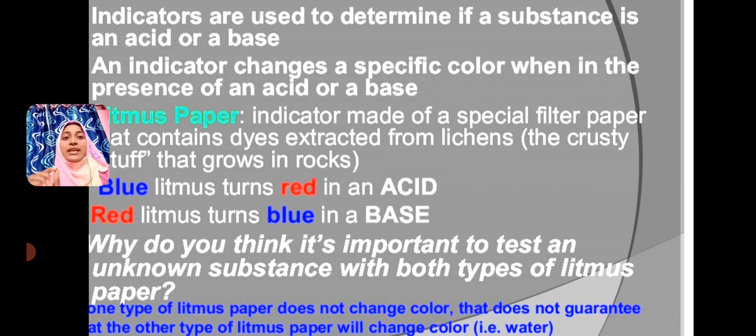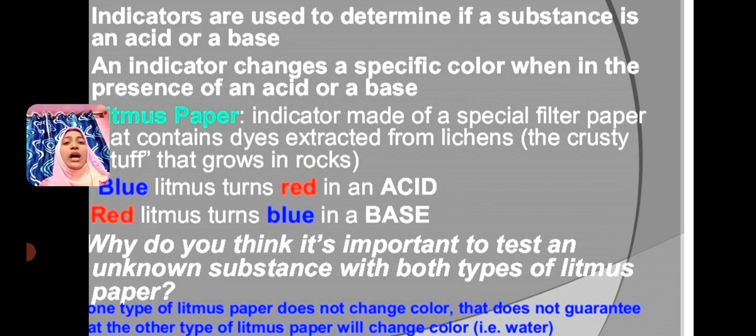So, what is litmus paper? It is an indicator made of special filter paper that contains dyes extracted from lichens. Where do we find these lichens? These are crusty stuff that grows on rock. Another example of lichens: if you see the white, round-colored stuff present on the branches of trees, that is considered lichen.